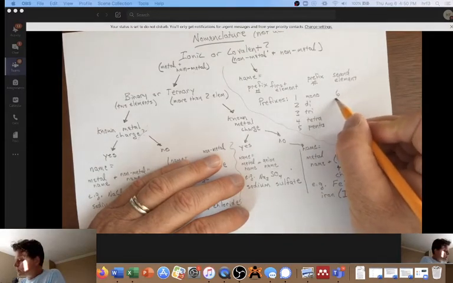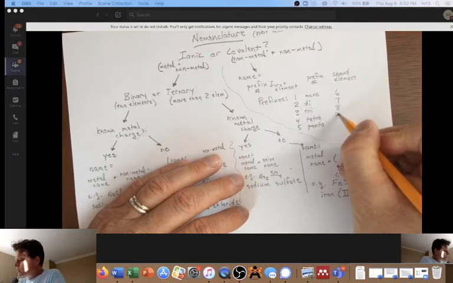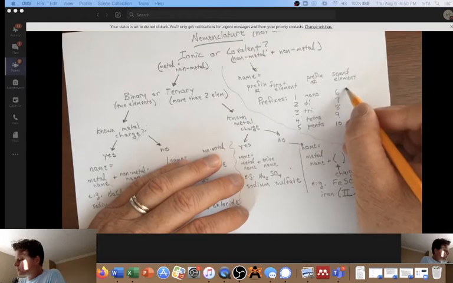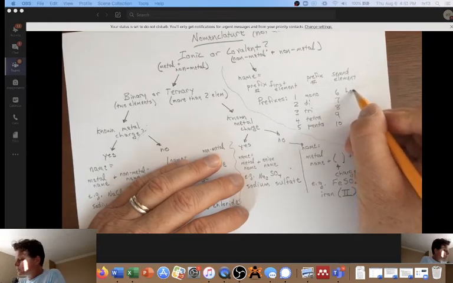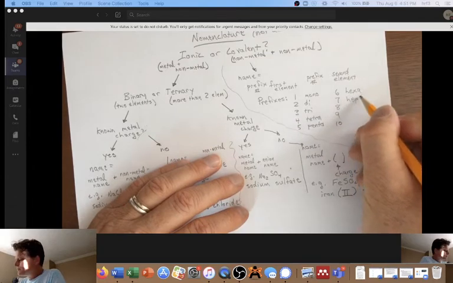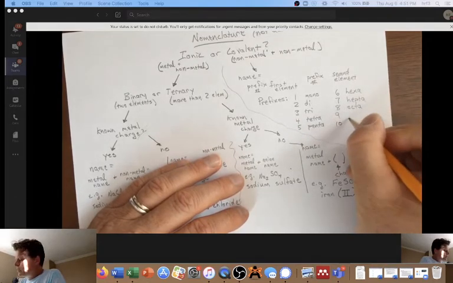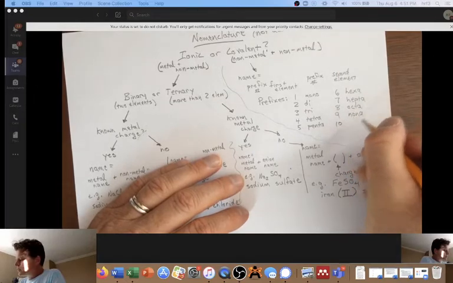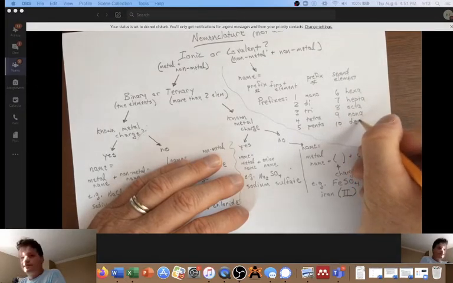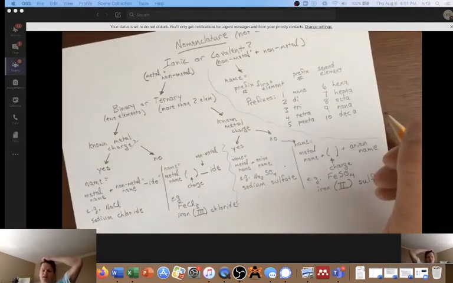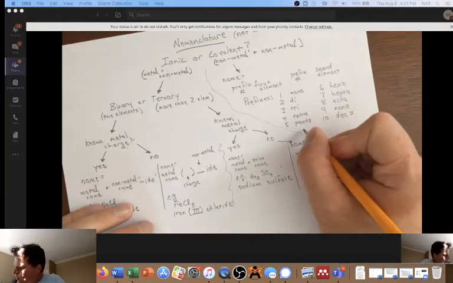And 6, 7, 8, 9, 10, and we could go on, but this is probably enough for our class. 6 is hexa, 7 hepta, 8 octa, nona, and deca. All right, so these are from classical languages. I think they're Greek. Anyway, so how do we use these?